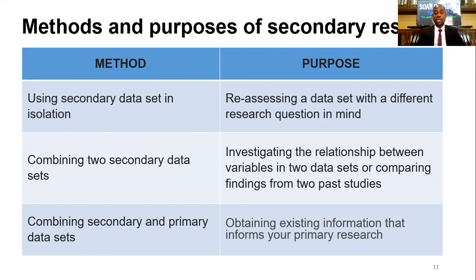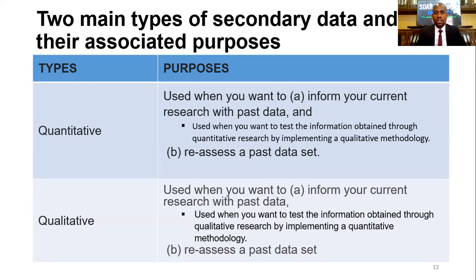And then at times you may combine a secondary data with a primary data. And that means you're collecting fresh data and you want to compare with what it was before. And because you were not there before, you may use secondary data to tell you a bit how the prevalence was before and what it is now as you're collecting it afresh. So there are two main types of secondary data and their associated purposes.